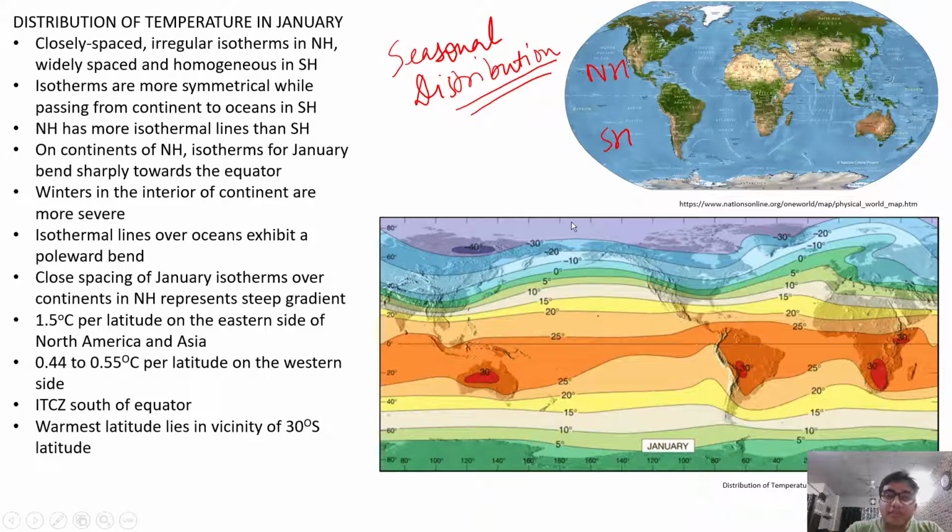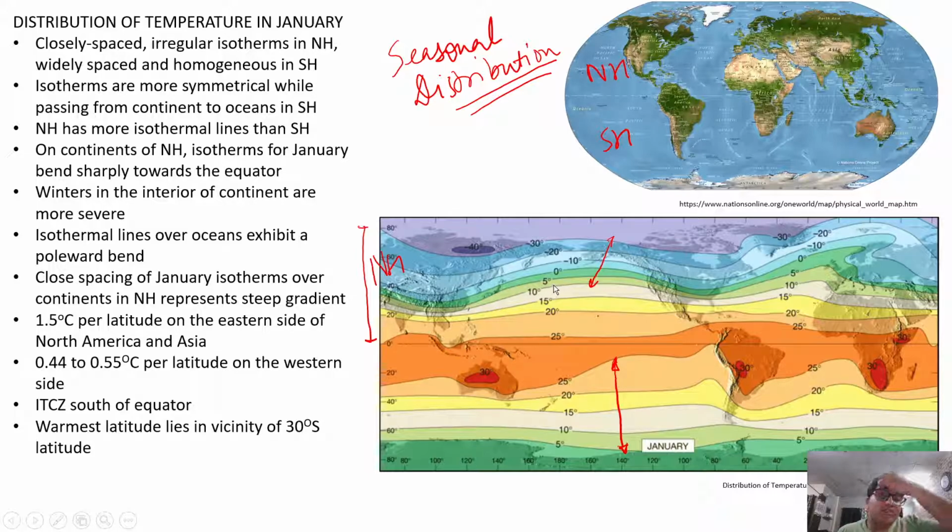The northern hemisphere isotherms, see, they are very closely spaced. They are irregular. But when we look at the southern hemisphere isotherms, see how widely they are spaced. Close spacing in northern hemisphere during month of January, which is the winter month, and which is summer month for the southern hemisphere, you can see widely spaced isotherms.